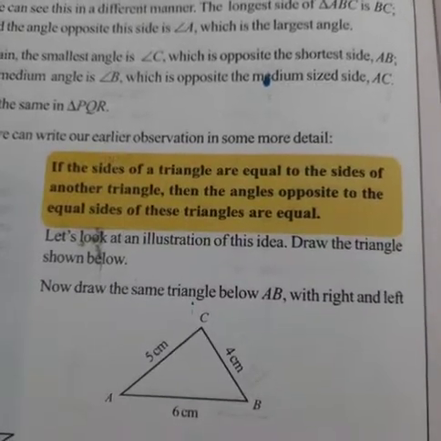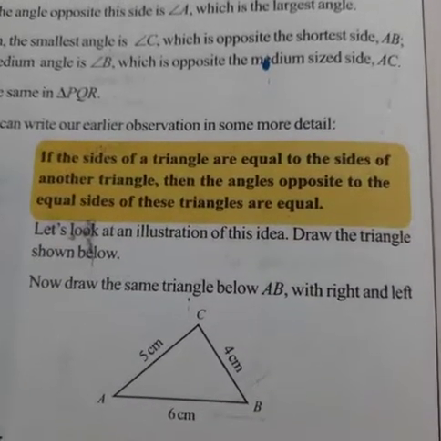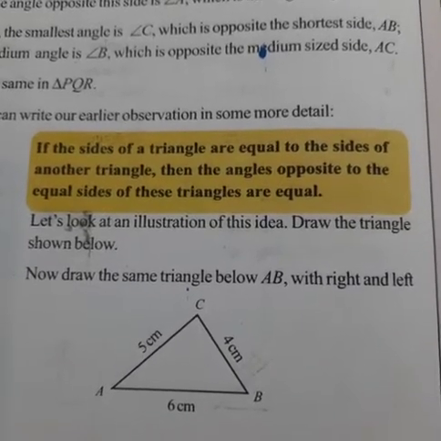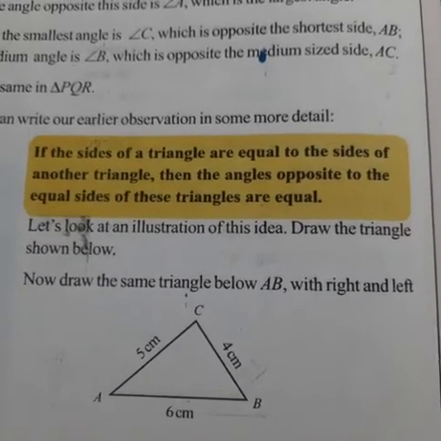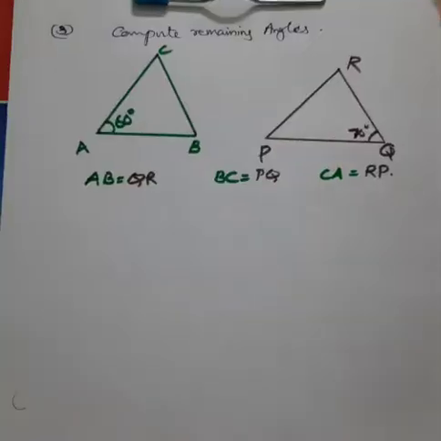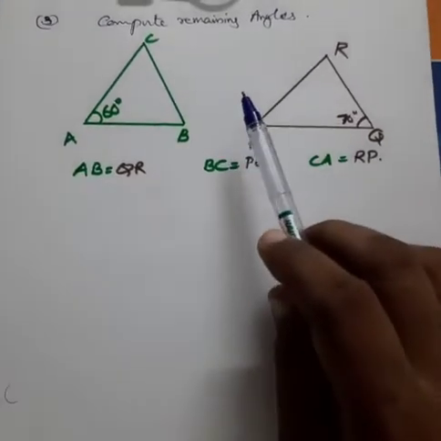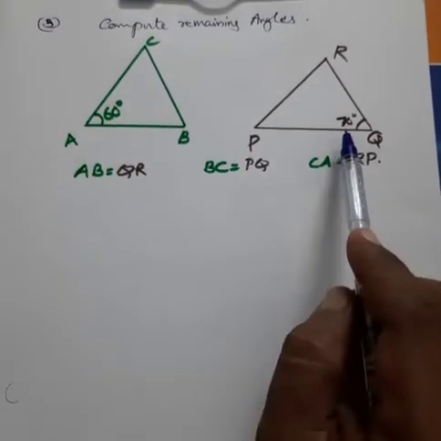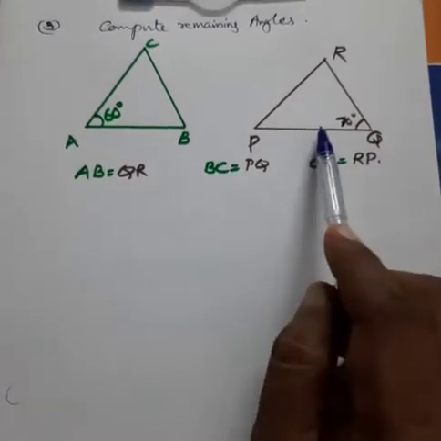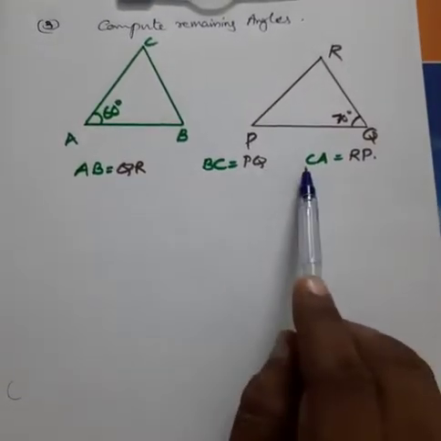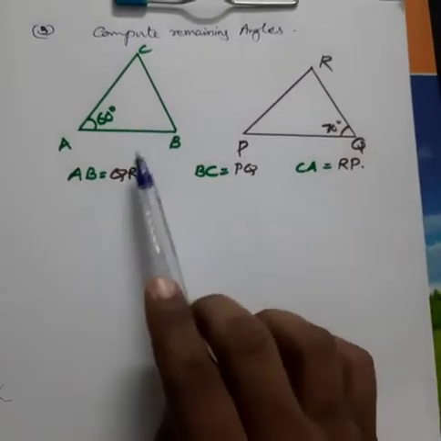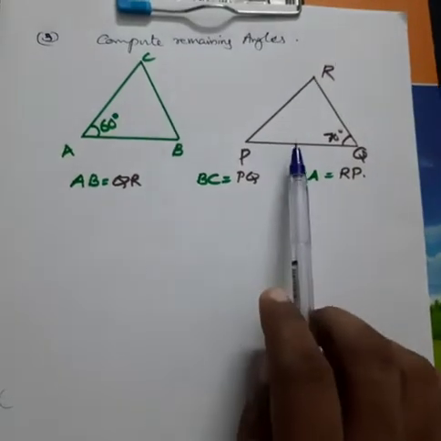down, if the sides of a triangle are equal to the sides of another triangle, then the angles opposite to equal sides of these triangles are equal. So you have to study this principle also. And write. In this question, one angle of each triangle is given and equal pairs of sides are also given. How will you find out the remaining angles?